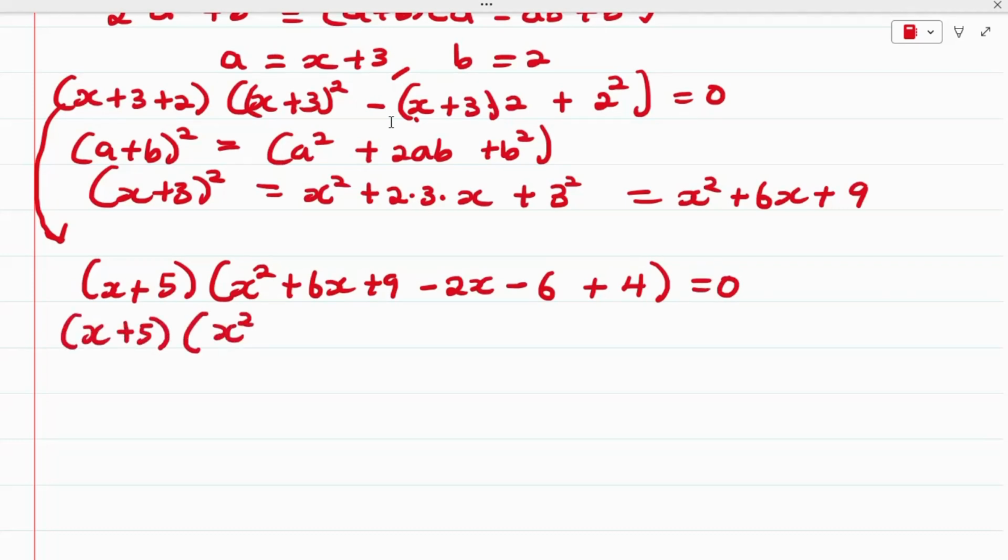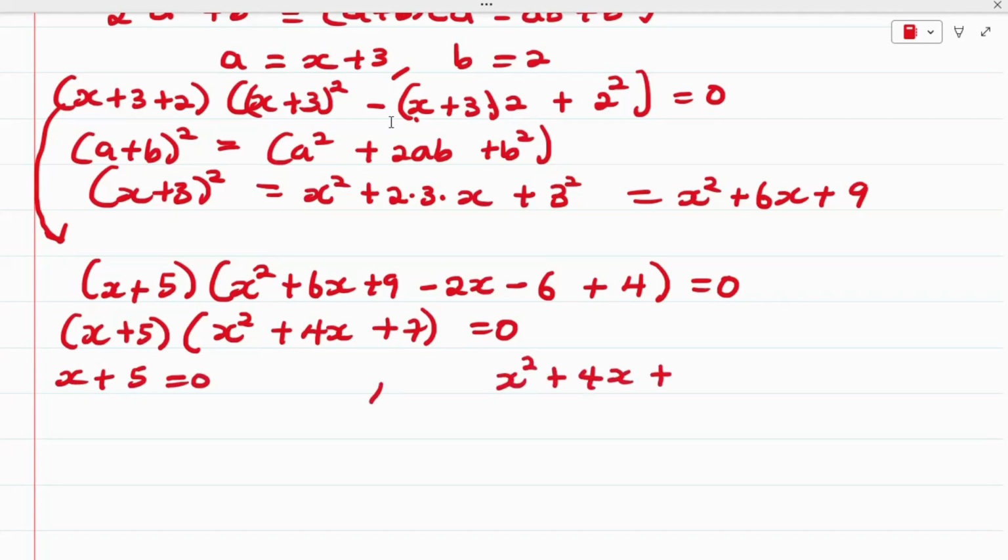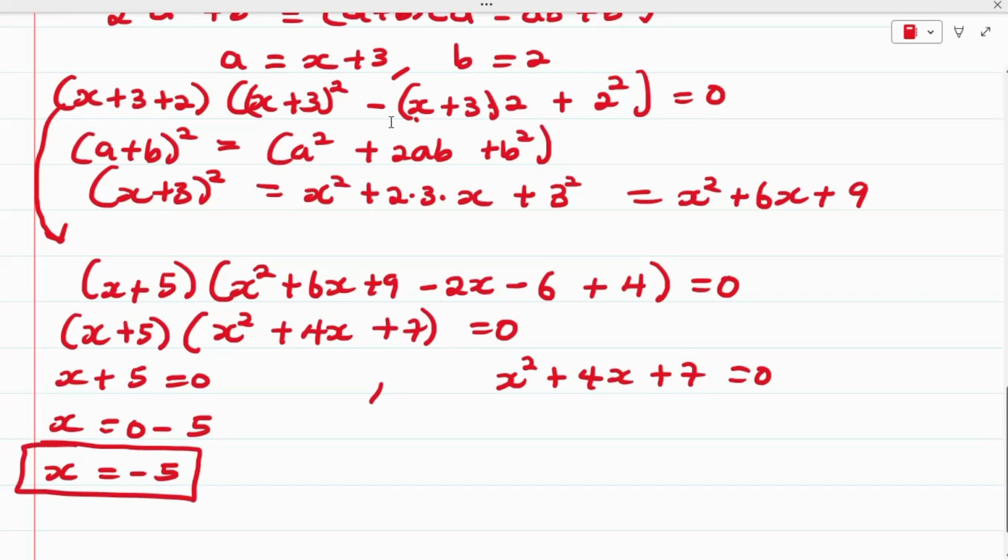x² + 6x − 2x gives us plus 4x. 9 minus 6 gives us 3, and 3 plus 4 is 7. So we have plus 7, and this is equal to 0. So we have x + 5 = 0 and x² + 4x + 7 = 0. So x = 0 − 5, and x is equal to −5. So we have been able to get the first value of x.